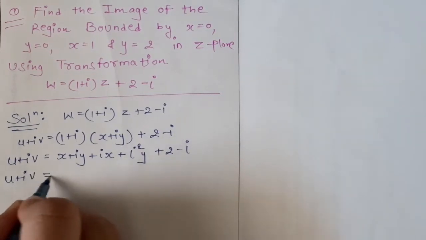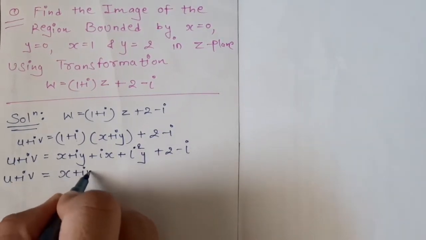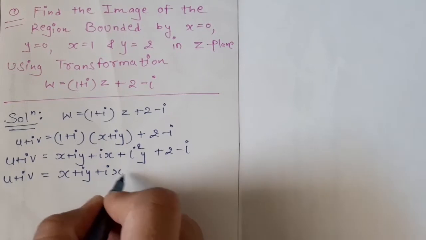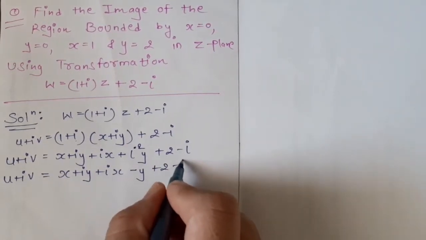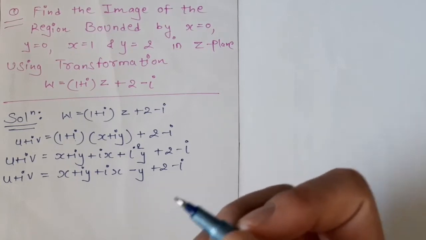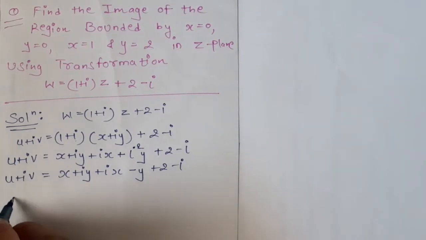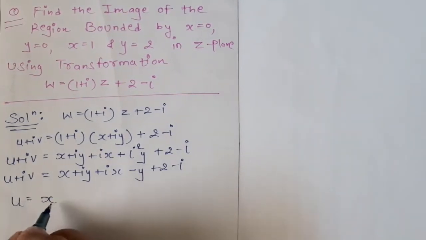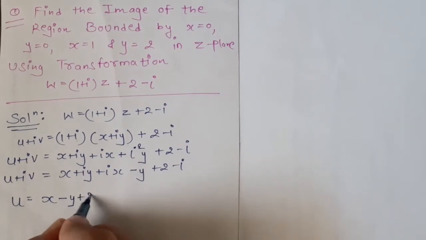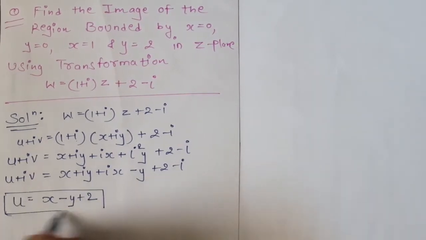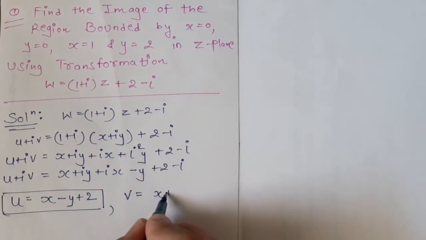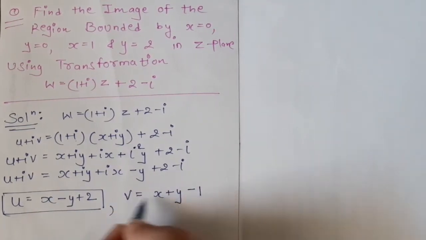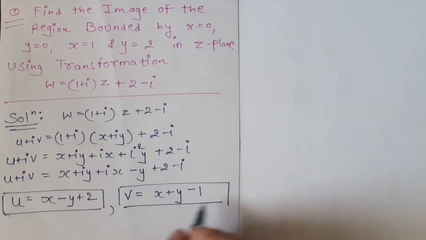So x plus iy plus i into x minus y, because i square is minus 1, plus 2 minus i. So now we will separate the real and imaginary part. So u is equal to x minus y plus 2. This is the real part. And v is equal to x plus y minus 1. Okay, I hope you understood these two equations.